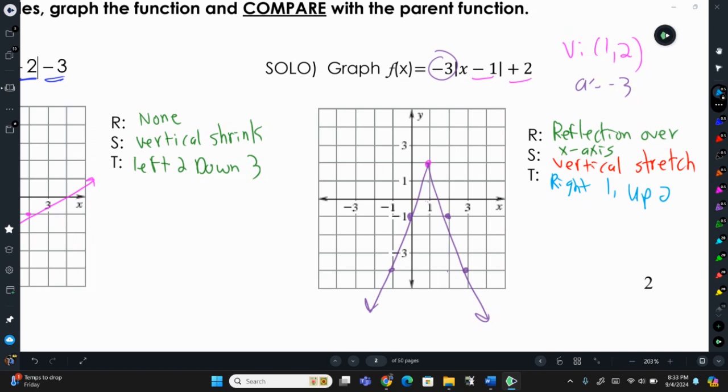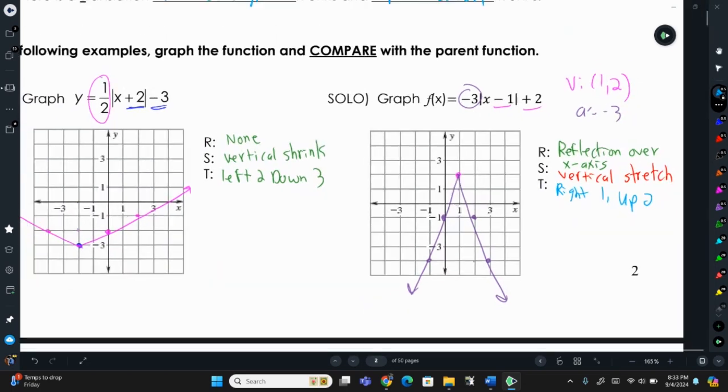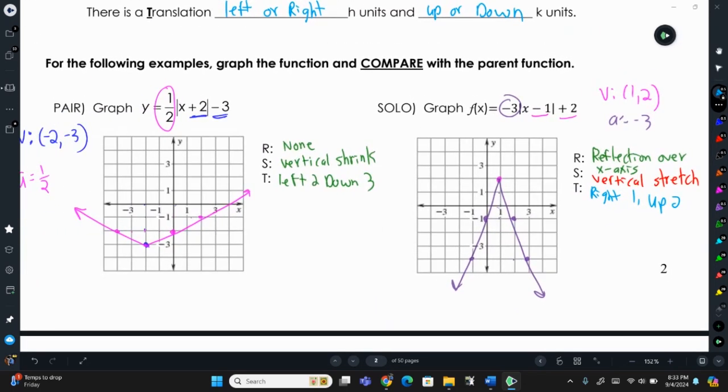So some of this may have been a little bit of a review for you. Others, it may have clarified some things you learned previously. So hopefully we're able to graph these absolute value functions. They're really not that bad once you break it down into each of these steps.